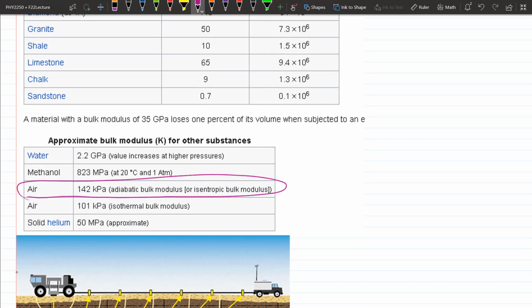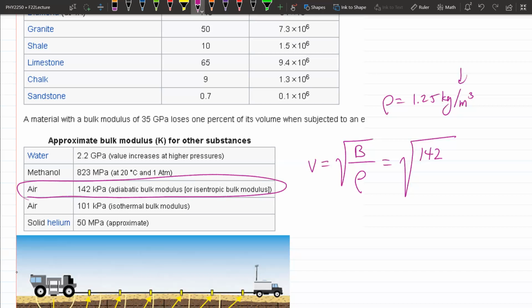So the speed of the wave is this weird bulk modulus variable divided by the density. The density of air is about 1.25 kilogram per cubic meter. So this is all in SI units. Kilopascal, that's going to be 142 times 10 to the 3 because it's in kilo, and this will be in Pascal. And then the density down here is 1.25 kilogram per cubic meter. So this is an SI unit, this is an SI unit.